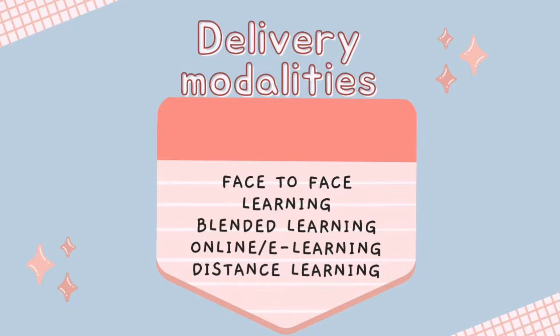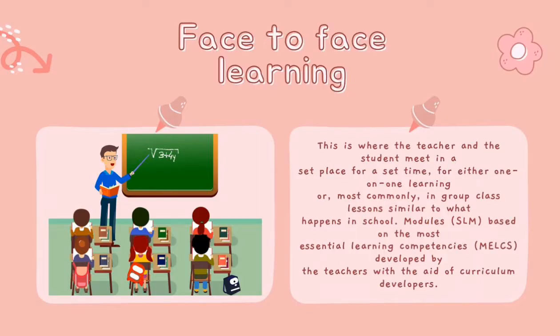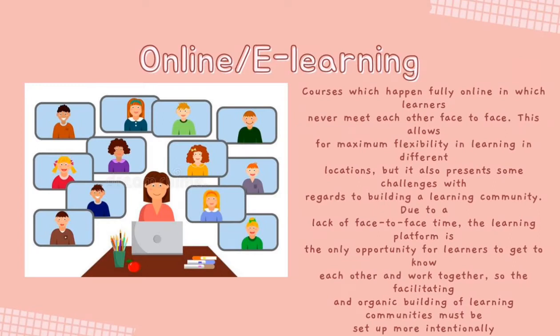Now we have delivery modalities. Face-to-face learning. This is where the teacher and the student meet in a set place for a set time for either one-on-one learning or, most commonly, in group class lessons similar to what happens in school. Online or e-learning. This is courses which happen fully online in which learners do not meet each other face-to-face. This allows for maximum flexibility in learning in different locations, but it also presents some challenges with regards to building a learning community.